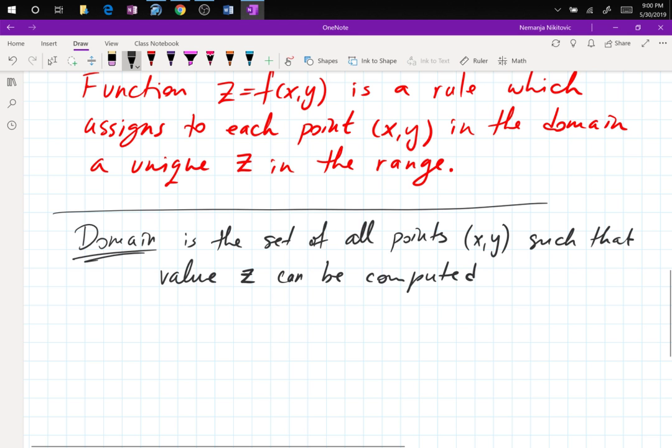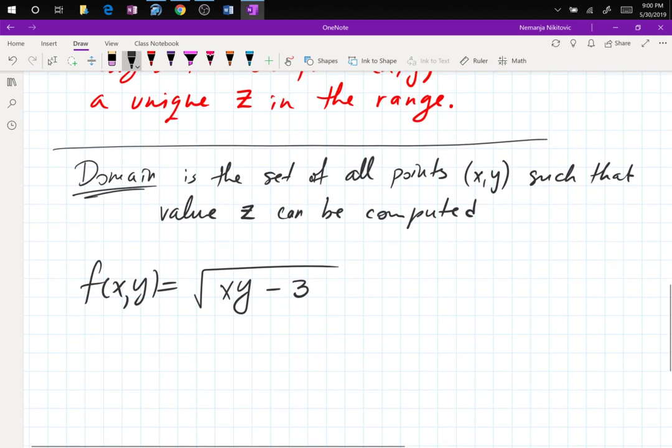So think of a function f of x y equals square root of xy minus 3, let's say. This is the function. Now, what is the domain?